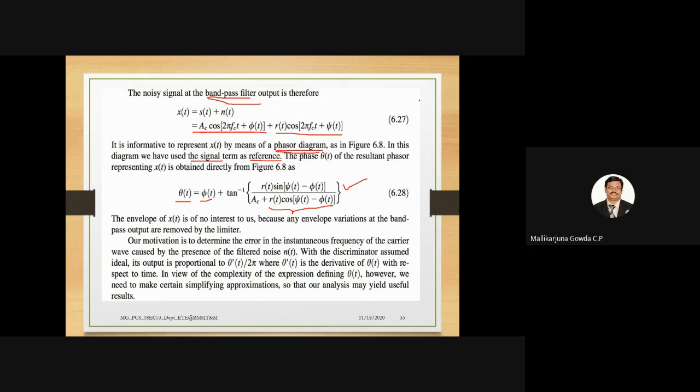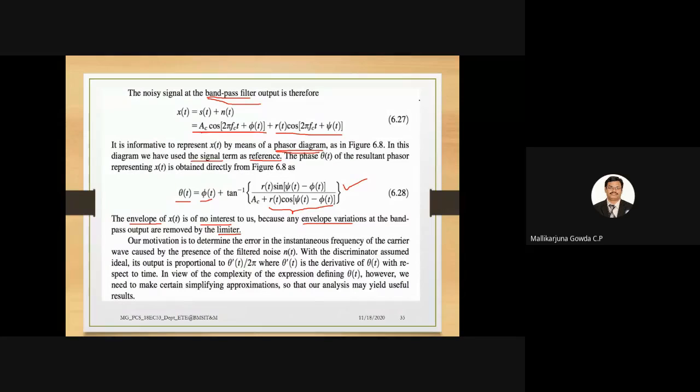So we are interested in the envelope variations at the band pass output. The envelope of x of t is of no interest. Why am I writing only for the angle? Because I am interested in phase variations, not in envelope variations, since the envelope variations will be removed by the limiter. The limiter is going to eliminate those variations in the envelope of the signal.